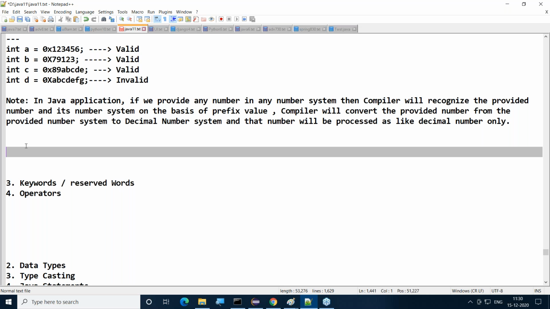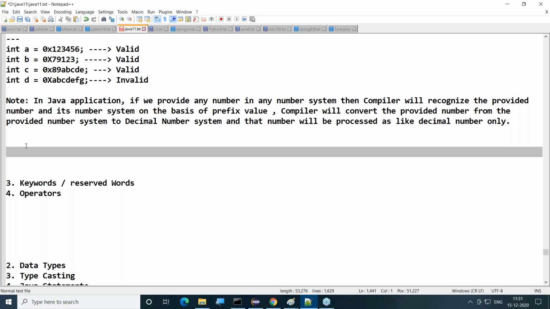Binary number system. Prefix values I'm asking now. Zero, that means 0 small b or 0 capital B. Octal number system, not input alphabet, prefix value. Octal number system, prefix value 0.